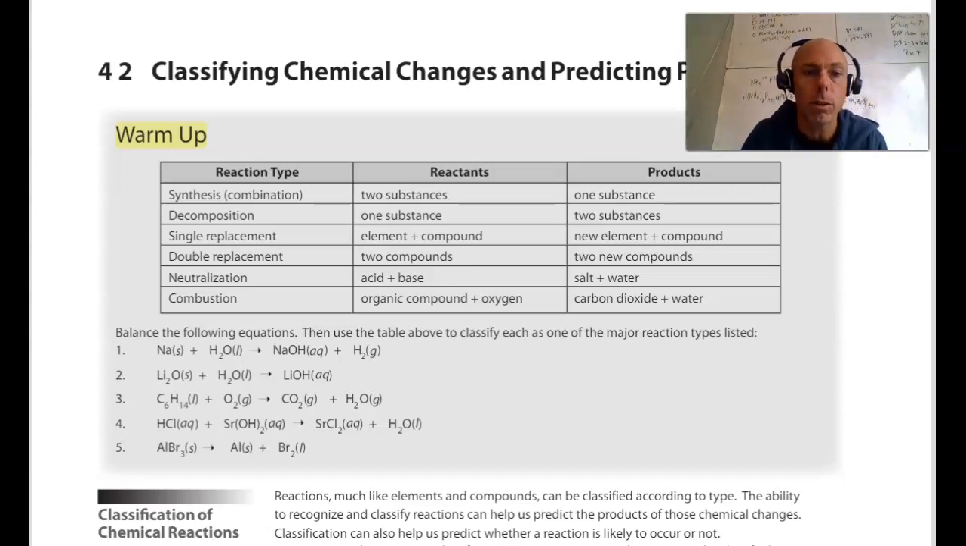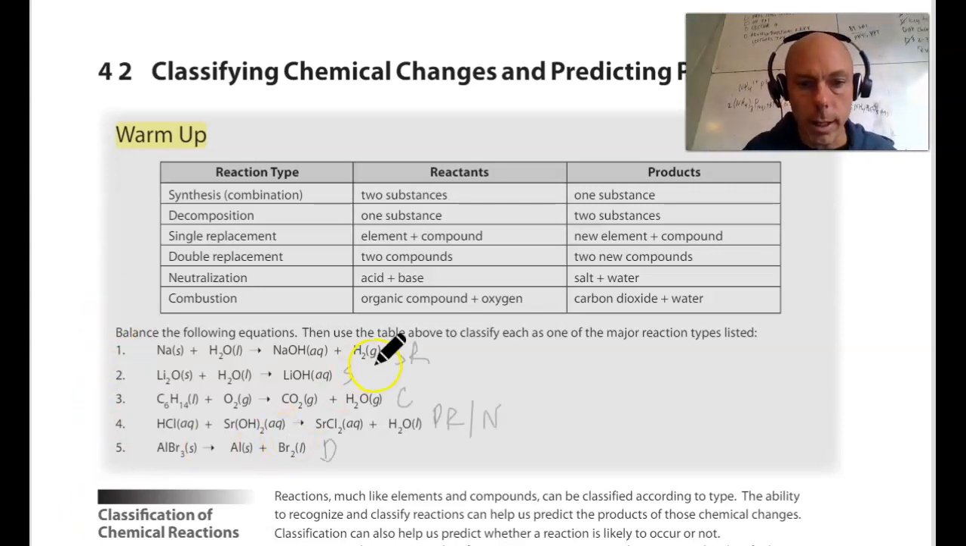All right, here we are, back to our ebook, page 174. Again, this is 4.2, Classifying Chemical Changes and Predicting Products. I encourage you to give this warm-up a shot, to take a peek at this chart here, to acknowledge that there's 6 different types of reactions we'll be seeing in this section, and how we can identify them based on how many reactants and/or products they have. Give this warm-up a go. Come back to me in a moment to see how you did.